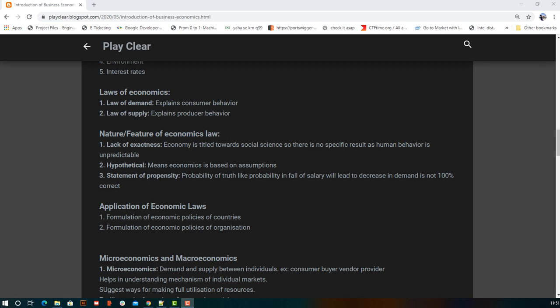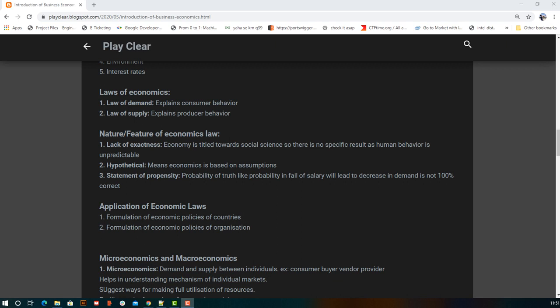So now we'll be studying the features of the economic laws. First we study the lack of exactness. We know that economics is very dynamic in nature, so too many assumptions are taken while forming any law, or while studying any law, or for analysis purposes. That's why we say it lacks exactness. What is happening in reality is not as close as what the law suggests. Next we have hypothetical, meaning economics is based on assumptions, which is what we have studied for the laws.